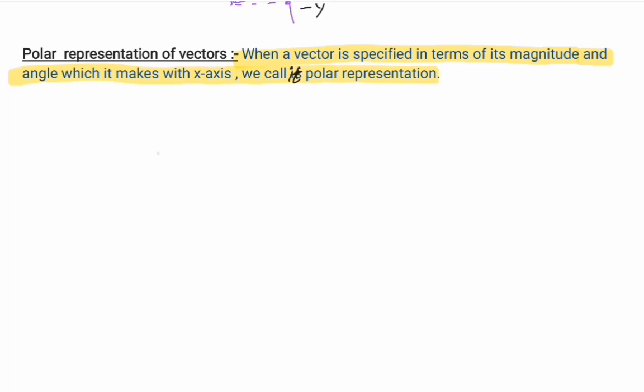Now look, suppose there is a vector A. This is the x-axis.